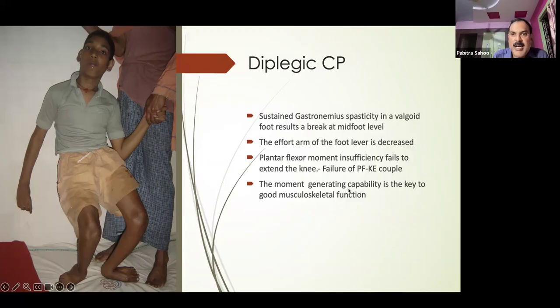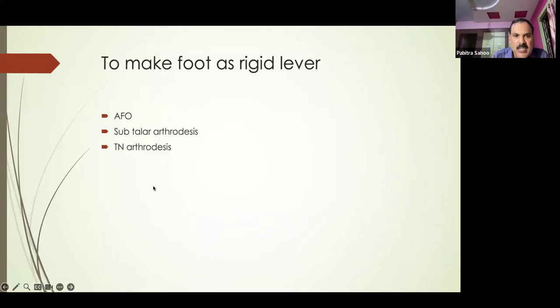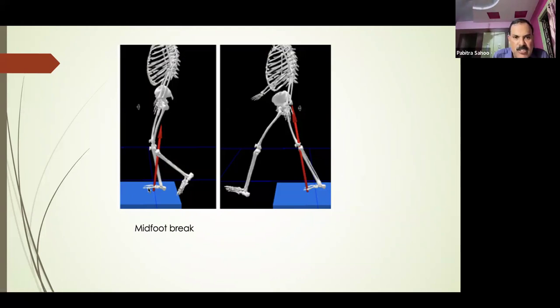The movement generating capacity is the key to good musculoskeletal function, which is lacking here. So this works in a chain fashion. The failure of the lever function of the foot joint affects the knee and affects the hip, giving a full blown crouch, which is very difficult to manage. You can see here that in case of crouch, when the foot goes more towards the midfoot, the midfoot breaks. The distance from the fulcrum, the tarsometatarsal joint, to the line of force will be decreased.